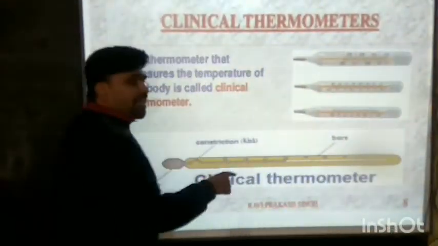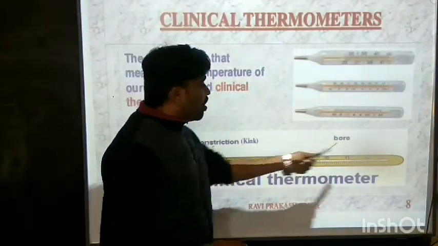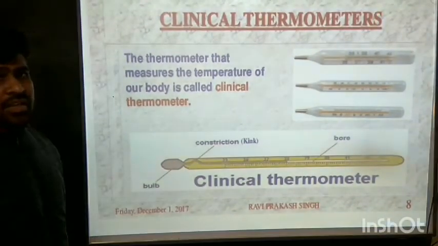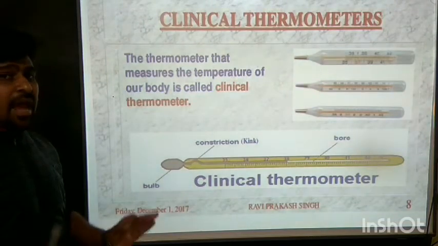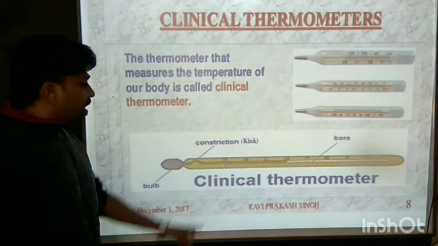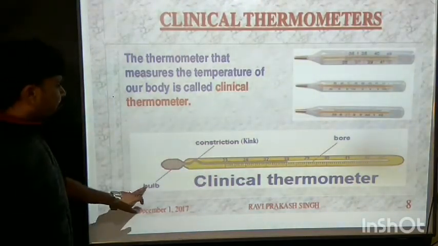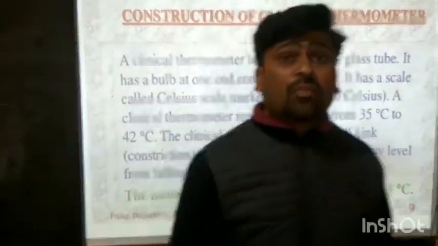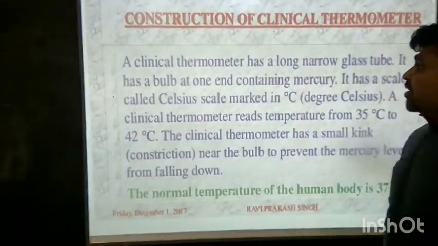Now this is the glass tube. Inside the glass tube there is a measurement, that is 35 degrees Celsius to 42 degrees Celsius. Clear? Now I will give today's homework: draw a neat labelled diagram of a clinical thermometer. Book alli illa andre, by observing this diagram you neatly draw. Now, construction of a clinical thermometer. I already explained the construction of a clinical thermometer.